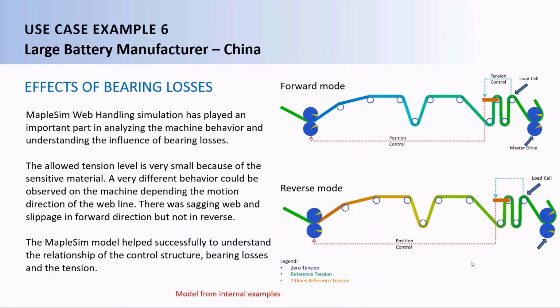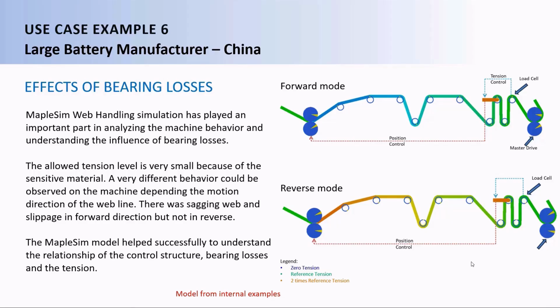The last example I want to show here is an interesting one. A customer had a phenomenon they couldn't understand in their web line. They ran it one way, there was slippage happening, but if they ran it the other way, it was nice and tight, and they couldn't explain why that was happening.